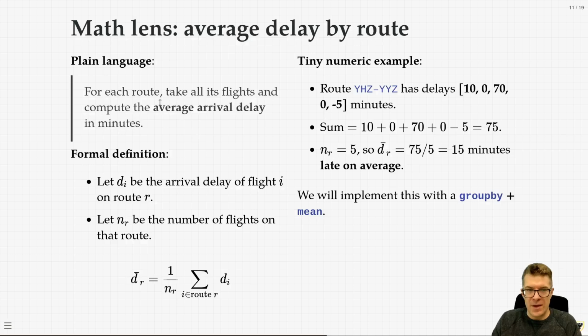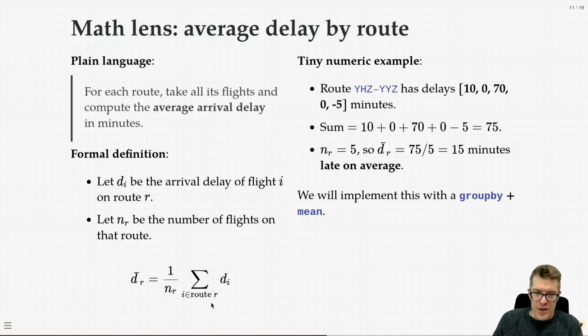This is described to us in plain language by our human stakeholder, the person we're working with. And the formal definition is something like this: we can define a variable, just like we define a variable in Python. We'll call this d sub i, the arrival delay of flight i on route R. We only care about routes R within this analysis. Here we have n sub R, another variable we define, the total number of flights on that route. So what is the average arrival delay in minutes for flights on this particular route?